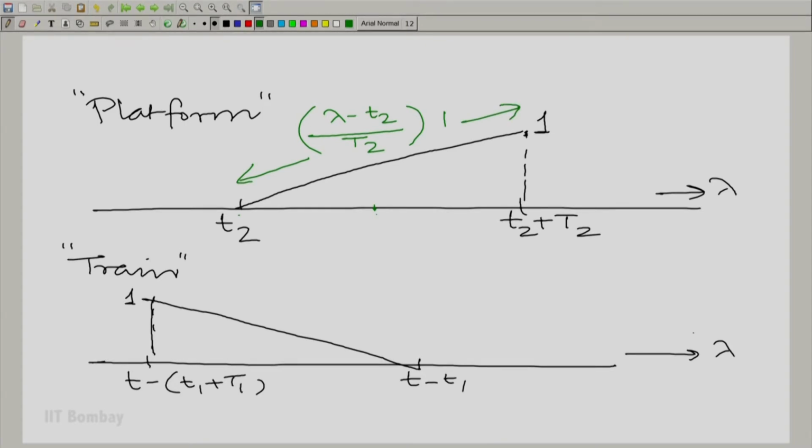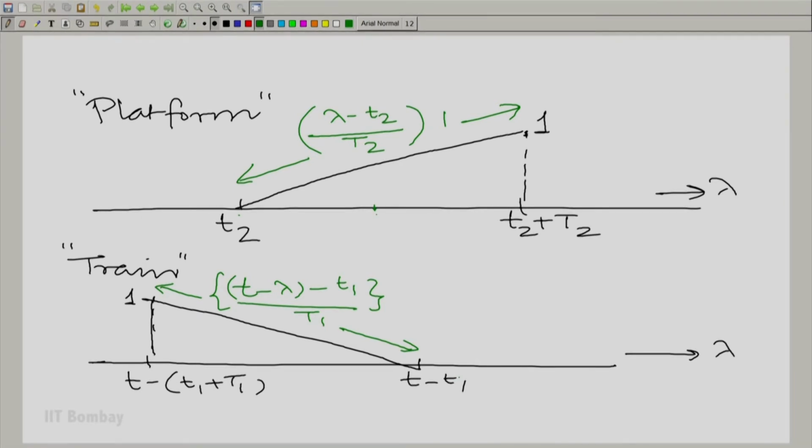And here I need to take, again, a similar expression. So, I would have written T minus lambda and so on and so forth, is it not? So, I can write a similar expression for this: T minus lambda minus T1 divided by capital T1. Now, for example, if you take lambda equal to T minus T1 plus capital T1, you can see that it gives you 1. And when you take this value T minus T1 for lambda, you get 0.